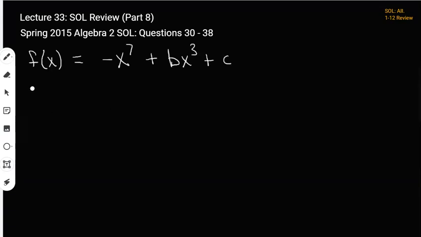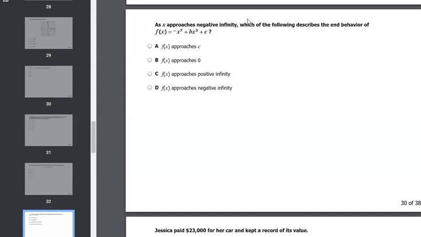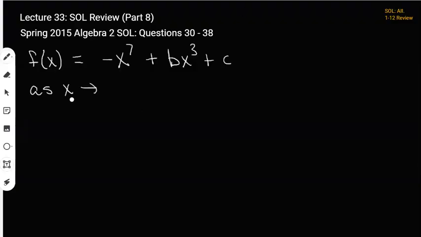And for this function, we want to find the end behavior as x approaches negative infinity. So I'm going to say x approaches negative infinity, where this is the infinity symbol. All right, so the first thing that I'm going to do is I'm going to graph this. And for the purposes of this question, I'm going to let b be equal to 1 and c be equal to 1. But they could be any real number.